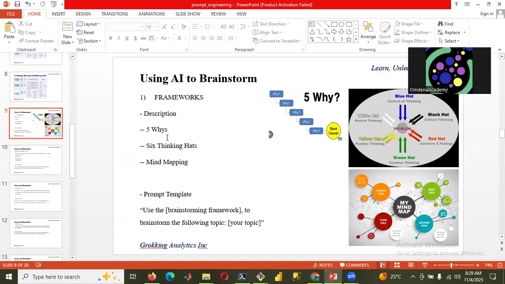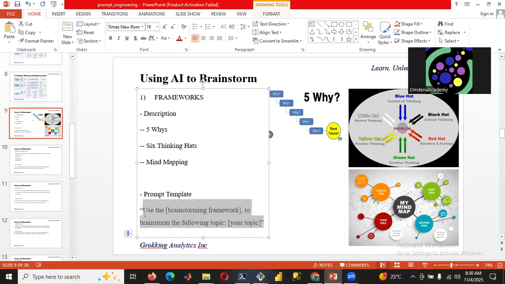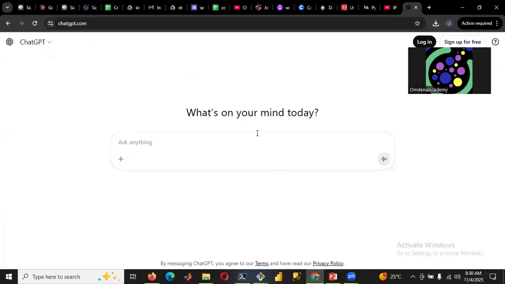So the first one is the five whys. And we're going to look at how we can do that. So we use a template. We have a template here. The template says use the brainstorming framework to brainstorm the following topic. So we can choose any topic of our choice. For instance, I can choose an apple. So I can use five whys. So we now say use the five whys to brainstorm the following topic. Apple is just a word, right? But we can also make a sentence out of it. But since we have agreed to use an apple, let's go ahead and use an apple so that you see, just to get this right.